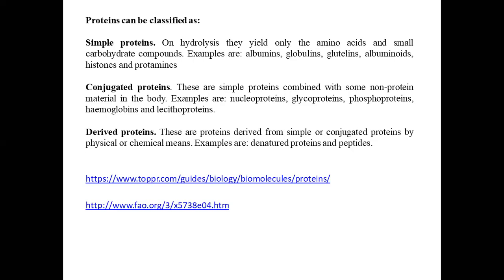Then we have derived proteins. These proteins are derived from simple or conjugated proteins by physical or chemical means, by the denaturing of the protein or maybe the attachment of any group. The word derived actually explains where this classification comes from. This classification came from simple and conjugated proteins.